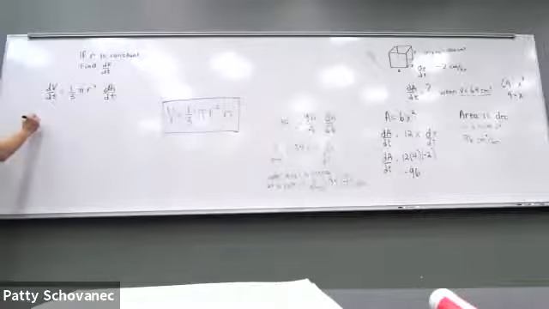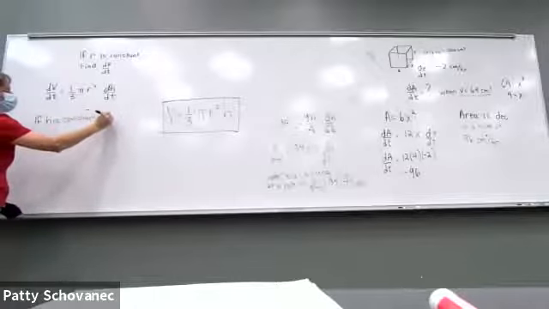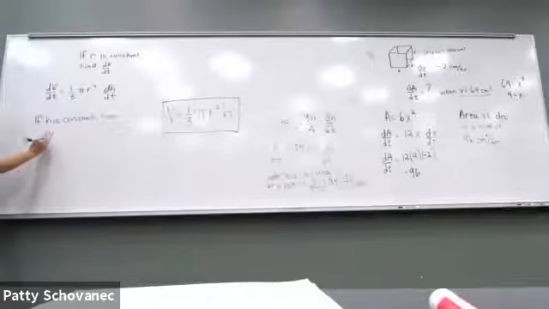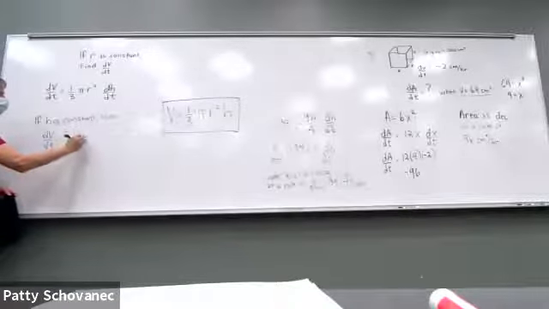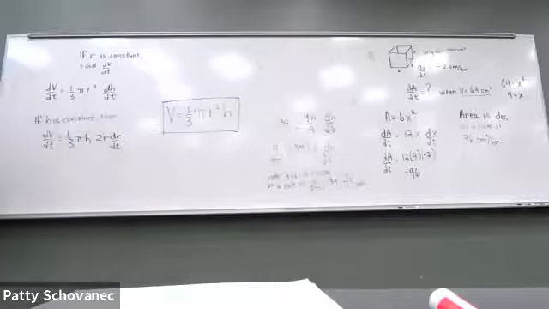Now let's change the game. If H is constant, then what does dV dt equal? It would be 1/3 pi h times dr dt. Perfect. Pull out the constant, take the derivative of the R, and you get that.